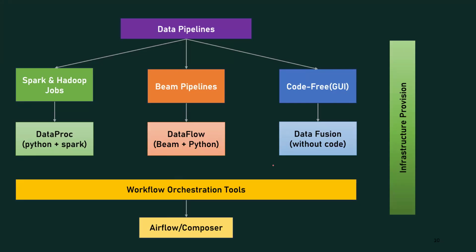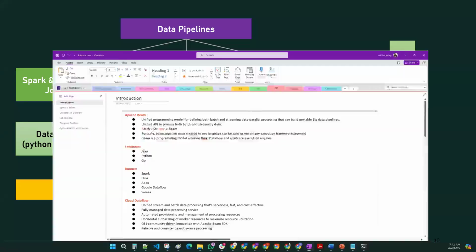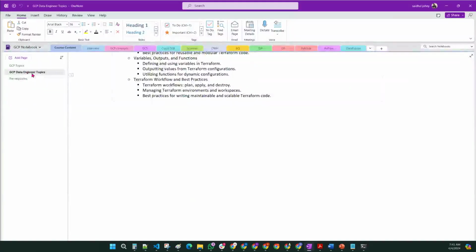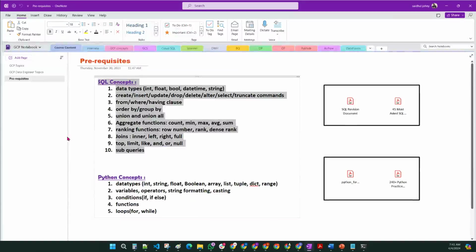Intermediate level means which topics in SQL and Python should we practice? Can you elaborate? For those people who want to go for the advanced course, the prerequisites are here. If you are fixed that you want to become a GCP data engineer, you focus on these things: SQL concepts and basic Python concepts. Python is very basic, you see here, very basic. But for SQL, you need intermediate-level knowledge.